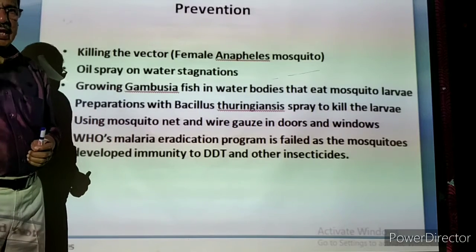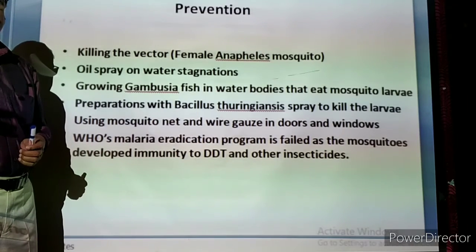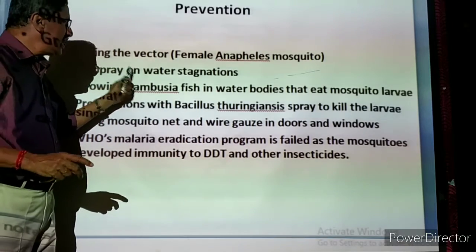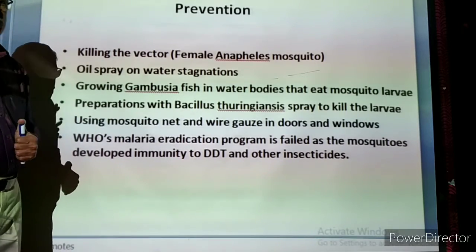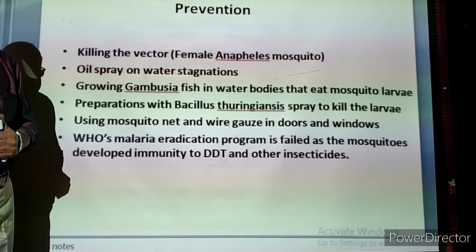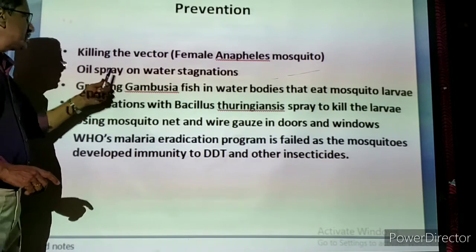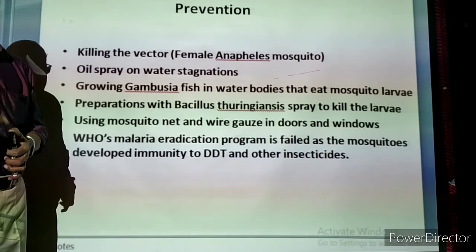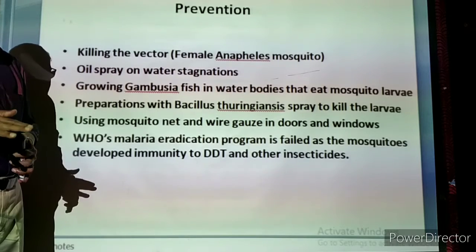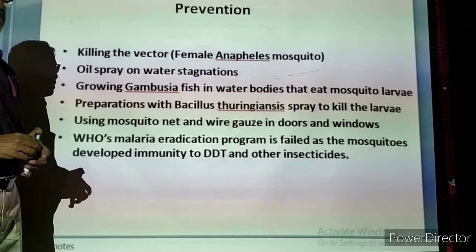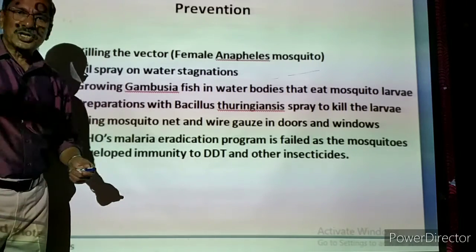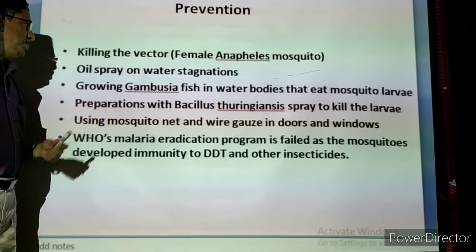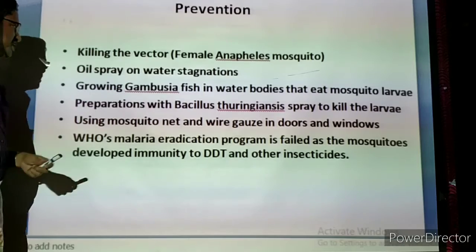So the mosquitoes lay eggs and the eggs hatch into larvae, which takes place in the water bodies. So what do we have to do? We have to destroy the eggs or the larvae. For that we have to spray some oil. In the oily condition, all the eggs will collapse, all the larvae will die. So the next generation of mosquito will not be found. That is oil spray on water stagnation.